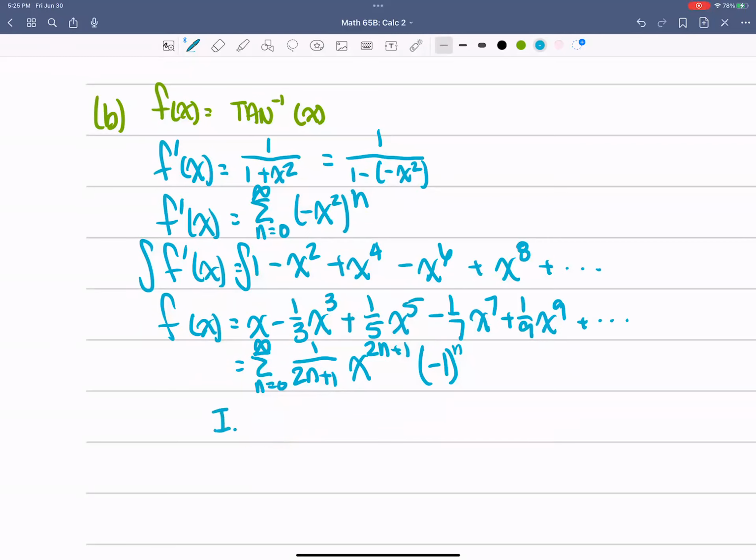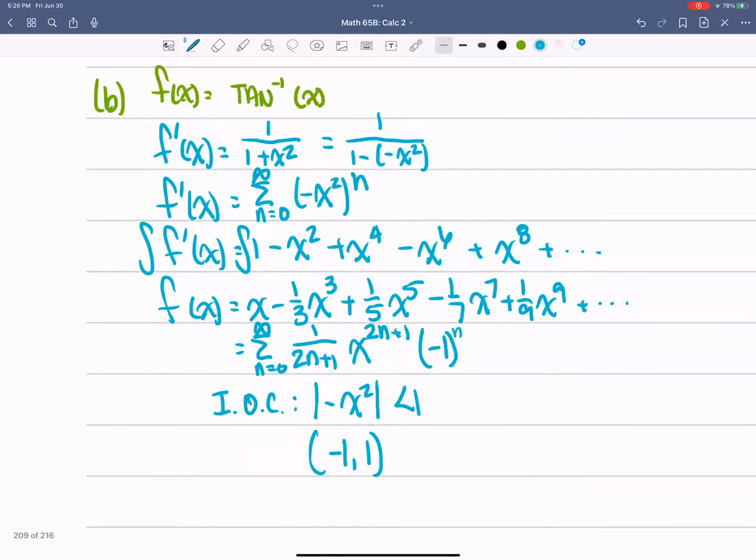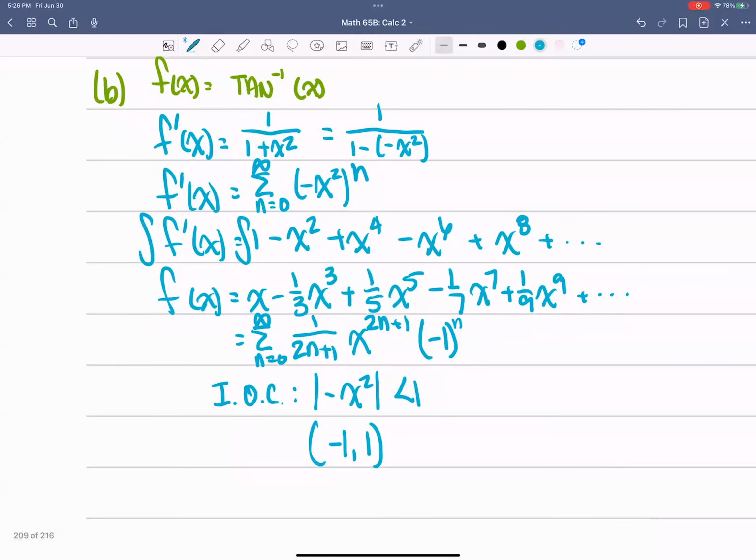We'll just take our interval of convergence to come from the absolute value of negative, because we have this negative over here too, negative x squared less than 1. All right, so that means that our interval of convergence goes from -1 up to 1. But let's look at each of the endpoints.